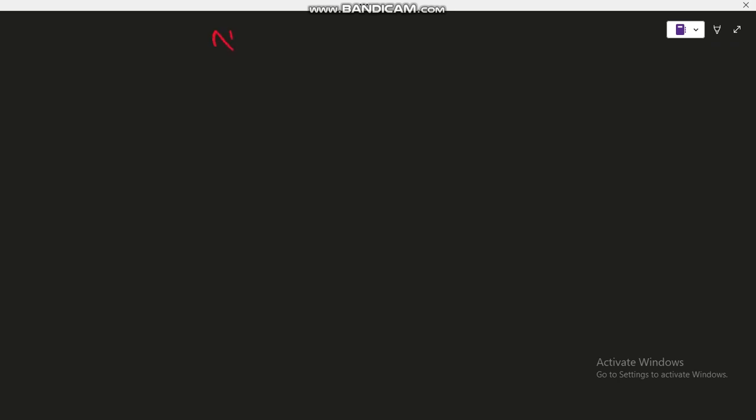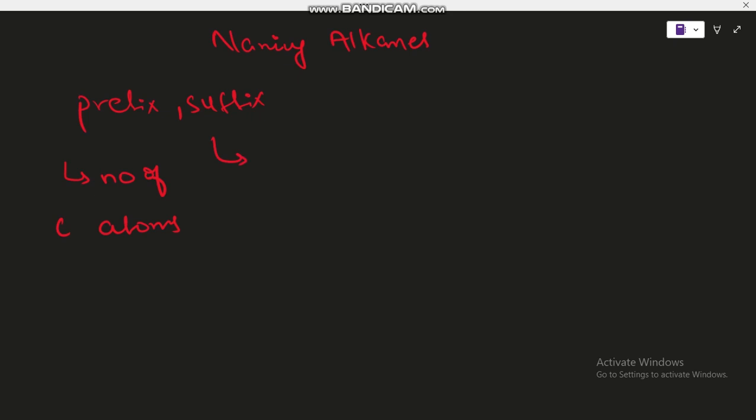Okay, so let's now move on to the next part in the series, and that is something that we call naming alkanes. Up until now we have seen the general formula of alkanes and we did a few practice examples. Right now we are going to be looking at how we name alkanes. If you remember, we had something that we call the prefix and the suffix. The prefix part tells us the number of carbon atoms, and the suffix tells us the homologous series.